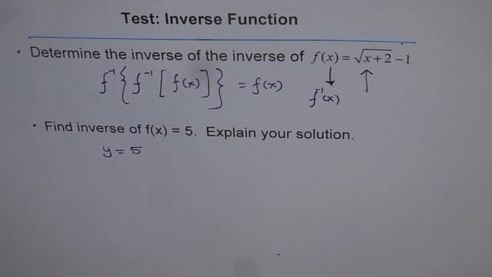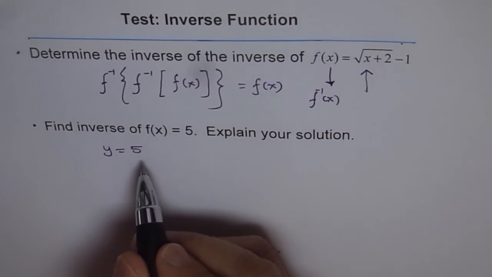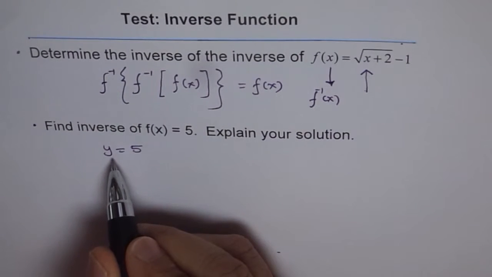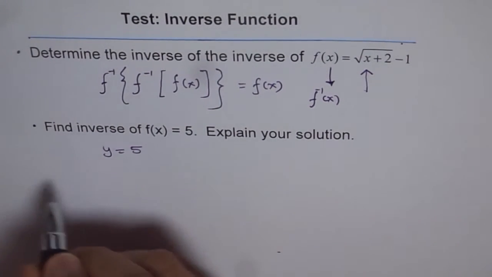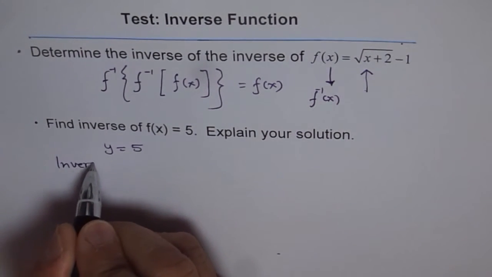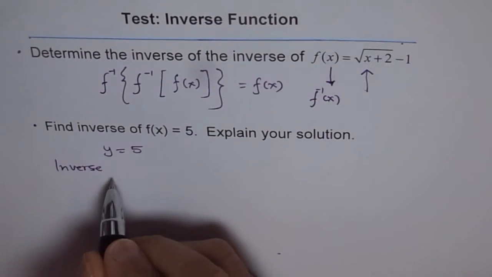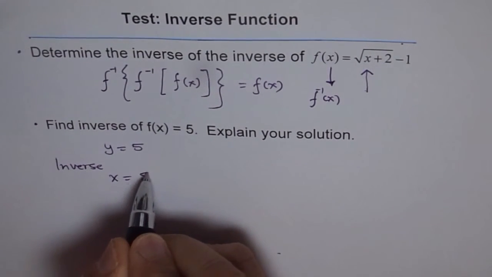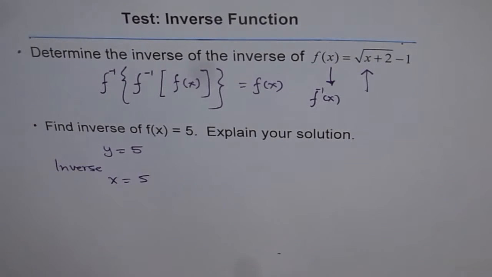That is a huge problem, right? So what we do is we change x and y. If there is no x, there is y at least, right? So to find inverse, what are we going to do? To find inverse, it should be x equals 5, right? Change y with x. So x equals 5 is inverse of this function, right?